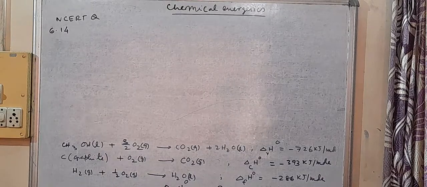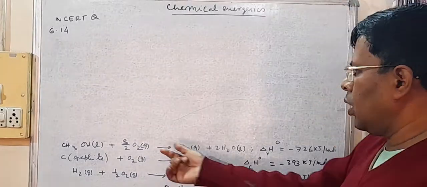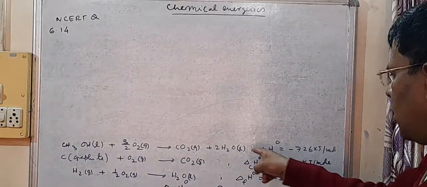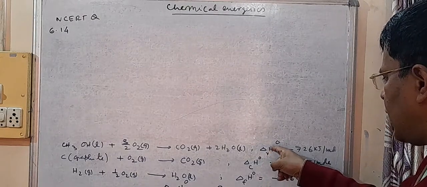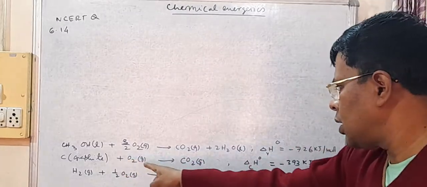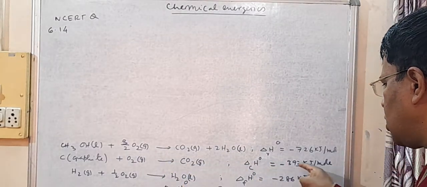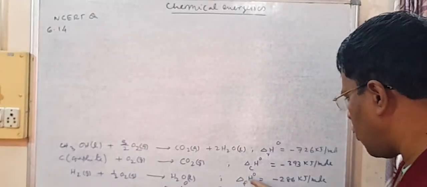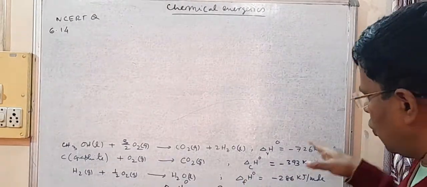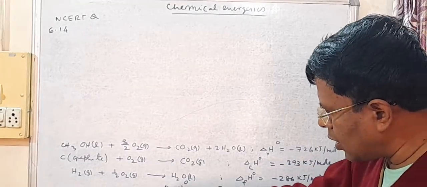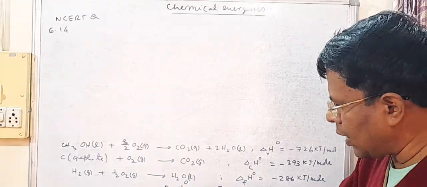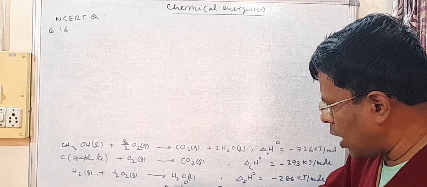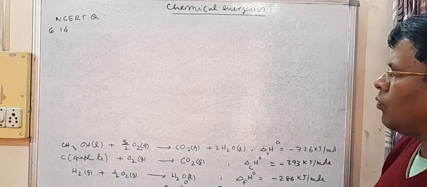So children, see question number 14. In the 14, these three equations are given, and there, the standard enthalpy of reaction is given. This is the standard enthalpy of combustion. Here, the standard enthalpy of formation is given. Now, using these values, we have to find the standard enthalpy of formation of methyl alcohol. You may not be seeing, but it is the standard enthalpy of formation of methyl alcohol we are asked to find out.